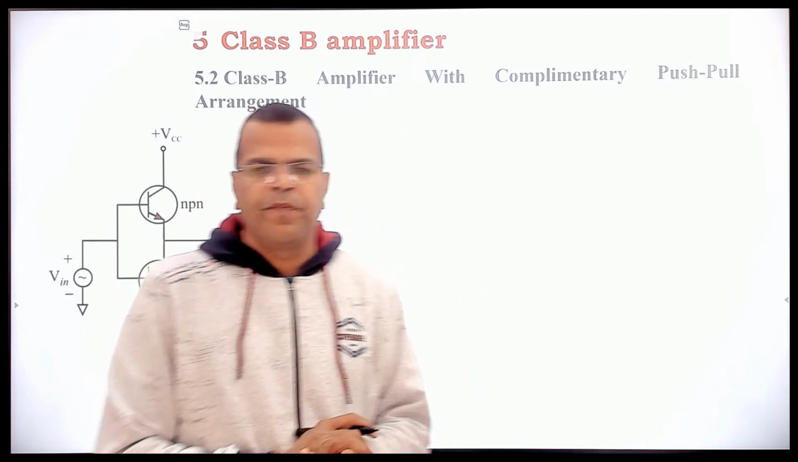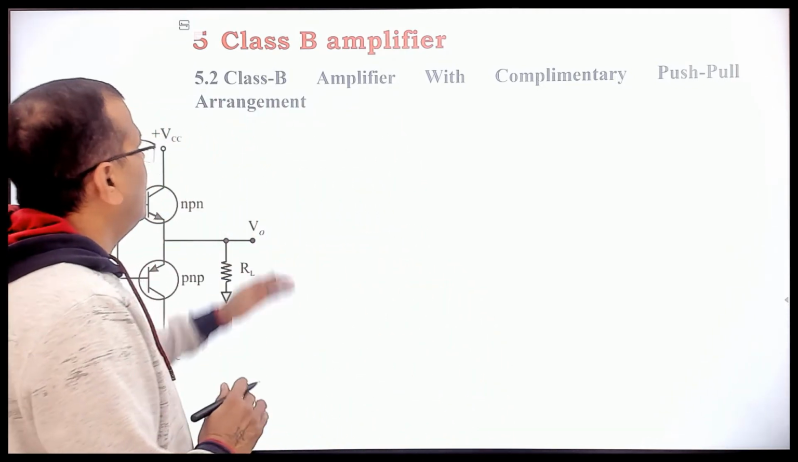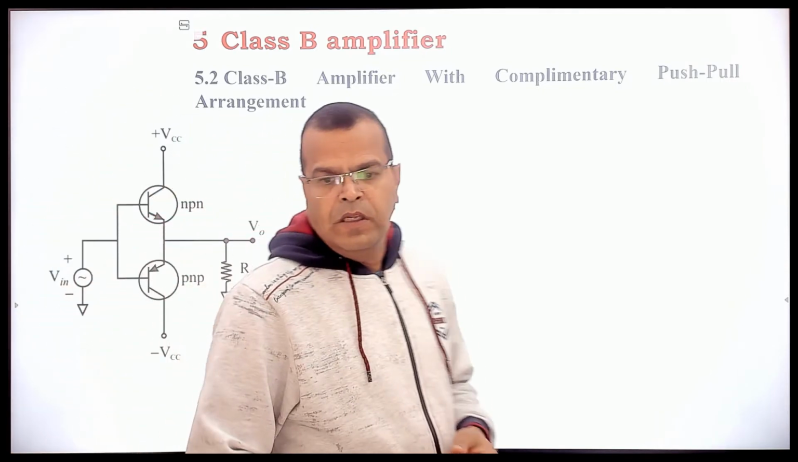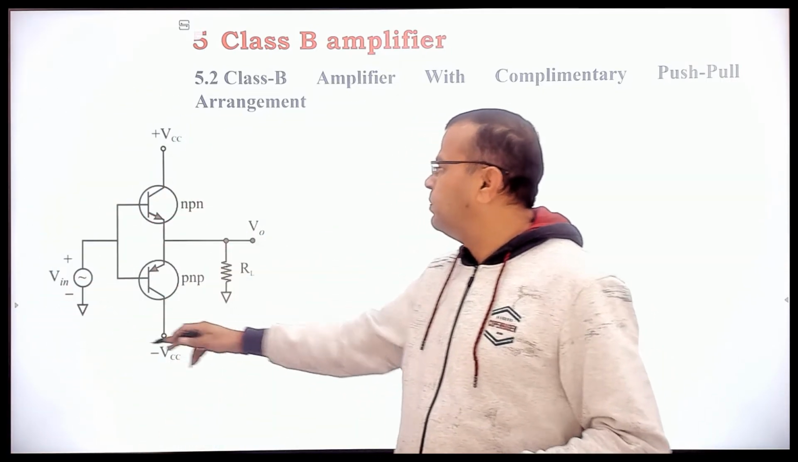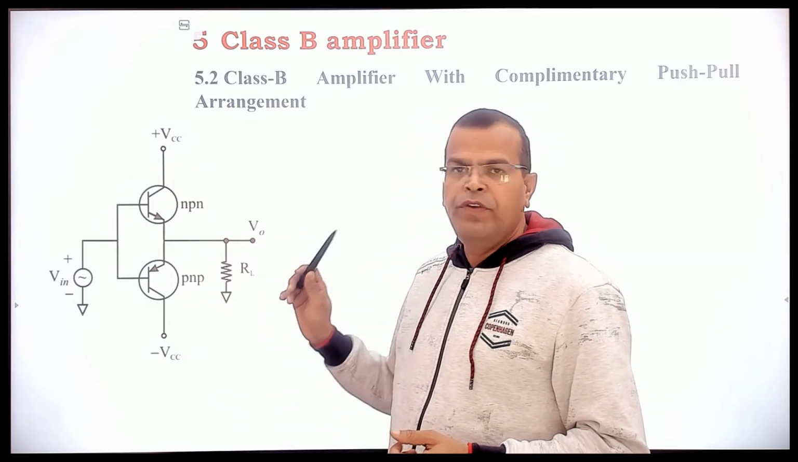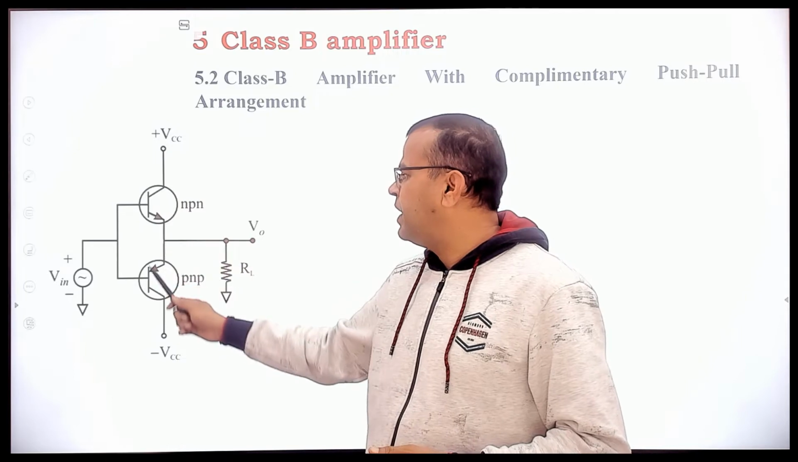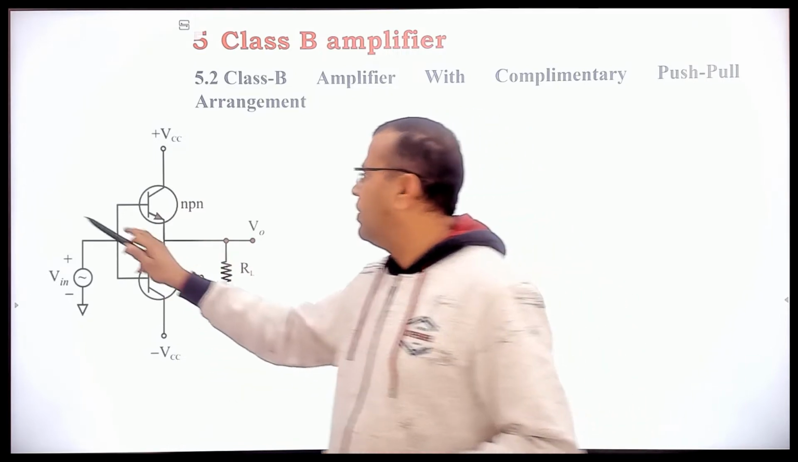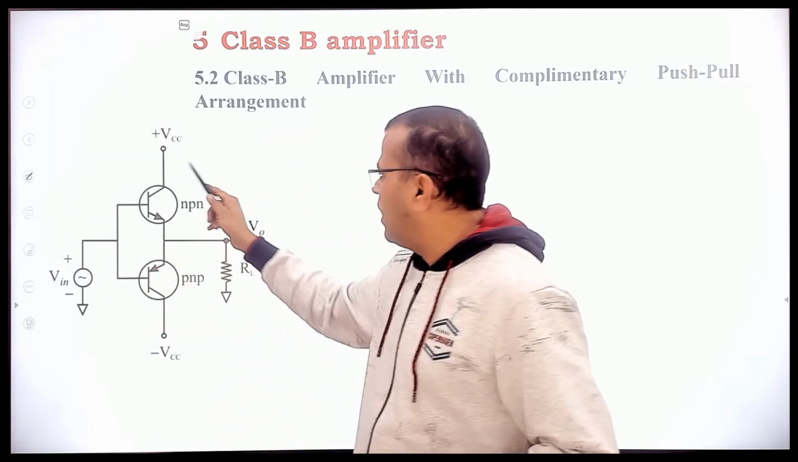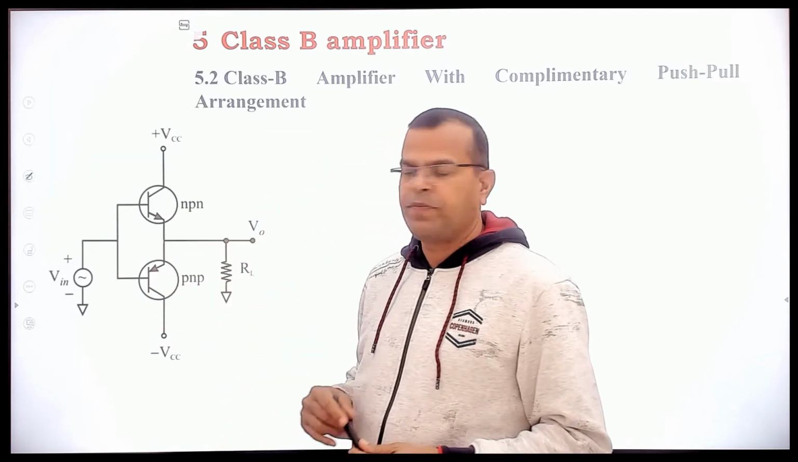Hello friends, now we will start with the class B amplifier with complementary push-pull arrangement. This is the circuit diagram of class B push-pull amplifier with complementary arrangement. Here we have two transistors, NPN and PNP, both connected in complementary arrangement.